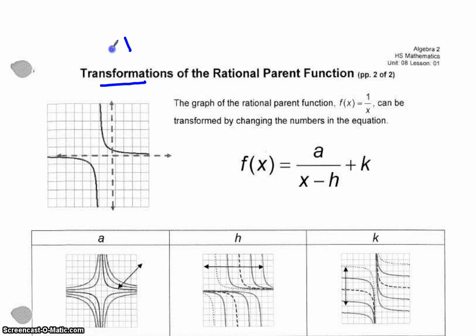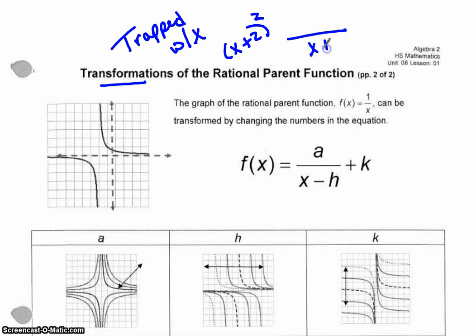Now, to be trapped with x, when we talked about a quadratic, that meant it was in parentheses with it. Okay? For a rational, it means it's in the denominator with x. So to be trapped with x, it's in the denominator. So your horizontal changes are going to be numbers down there with the x. So this would be considered kind of your parent function, what we're working with.